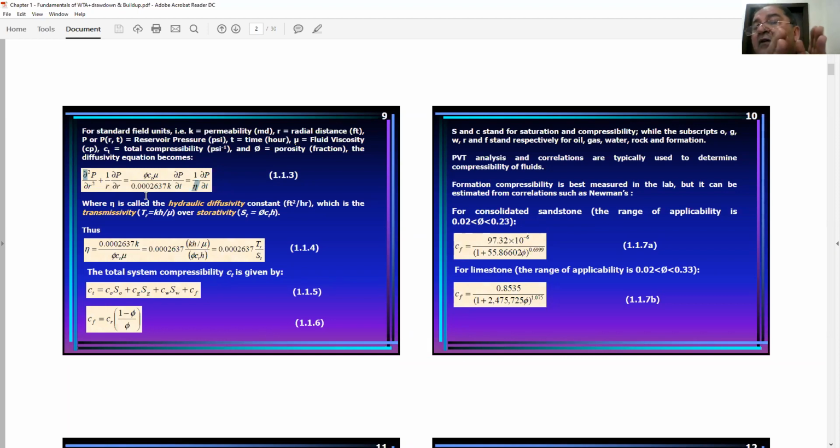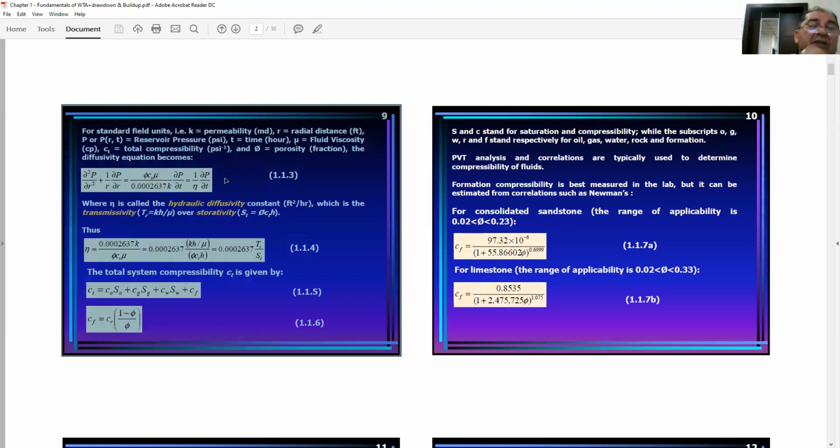Why we need to move our diffusivity equation from real-time parameters, that is r (ft), pressure (psi), c_t (1/psi), t (hours), k (millidarcy), to dimensionless parameters. The reason is that we need to make it more universal. We need the diffusivity equation to have universal application. It could be applied everywhere because it does not have units, so it could be applied for all reservoirs. Now, to do that, we need to change some of these parameters.